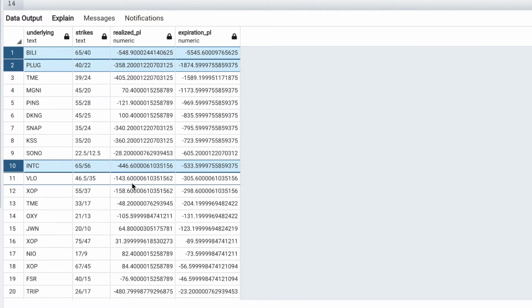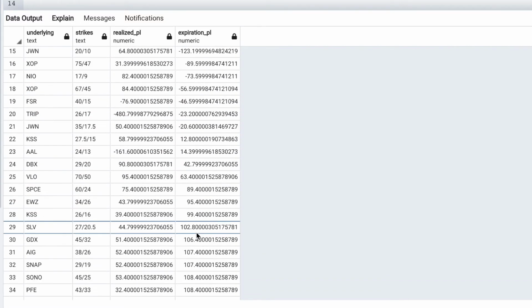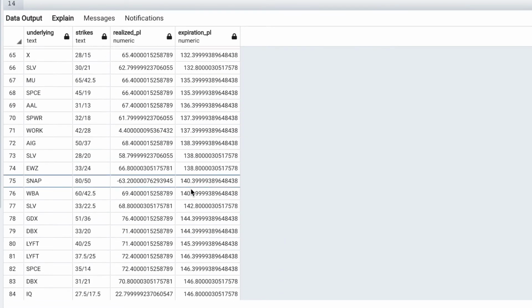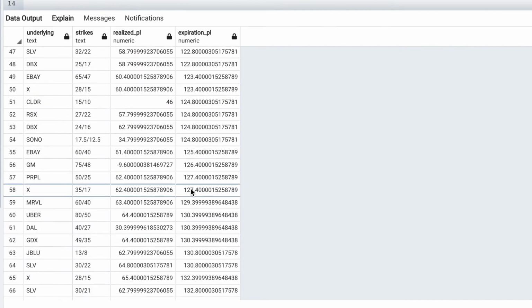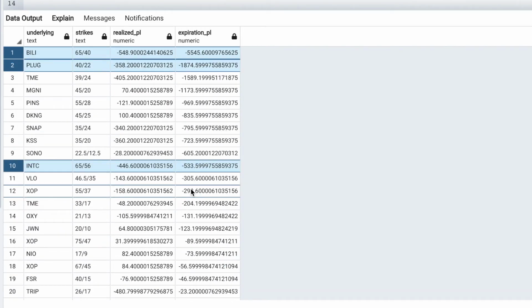Only $300 on VLO, $298 on XOP, and then all the rest are either very, very small losses, $90 here, $46 here, and then the rest are all profits, or all would have been profits, I should say. Now, sometimes I did have to cut losses or adjust things too early, and that actually caused losses by the expiration date, whereas if I did nothing, I would have had profits. So this is the main area where I'm still trying to tweak and improve my trading strategy.